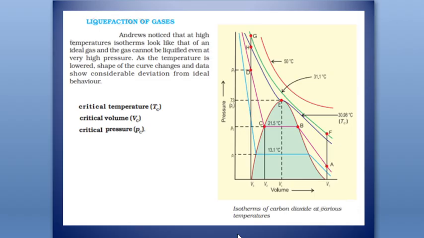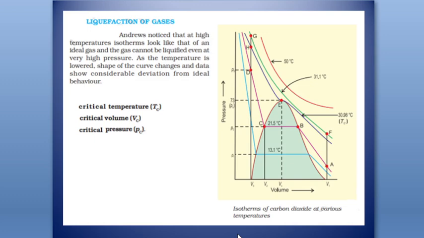Now come to liquefaction of gas. Andrews noticed that at high temperature, isotherms look like that of an ideal gas. An ideal gas cannot be liquefied even at very high temperature. As the temperature is lowered, the shape of the curve changes and the data show considerable deviation from ideal gas behavior.